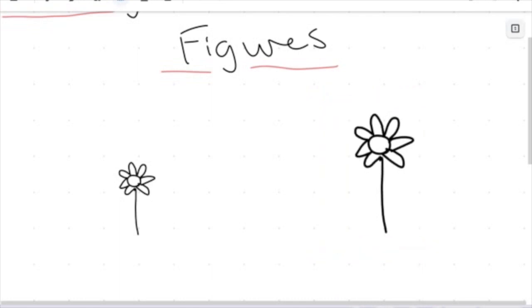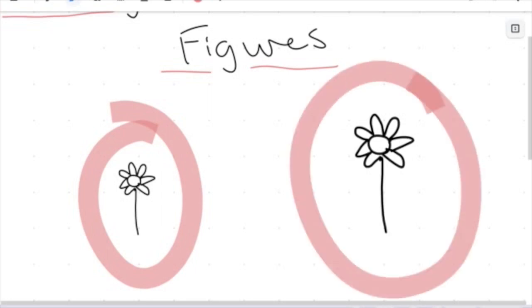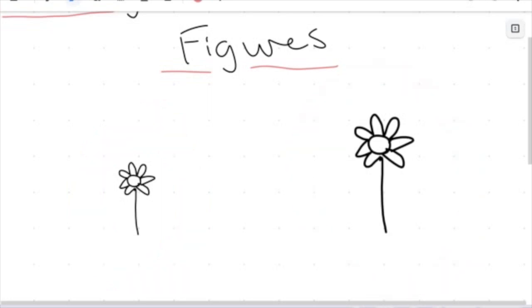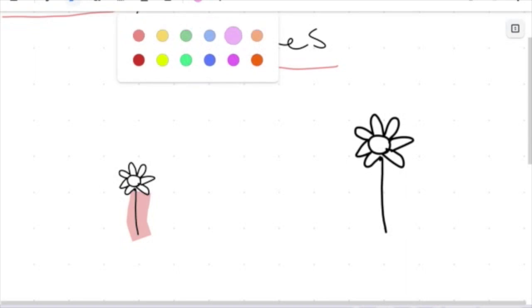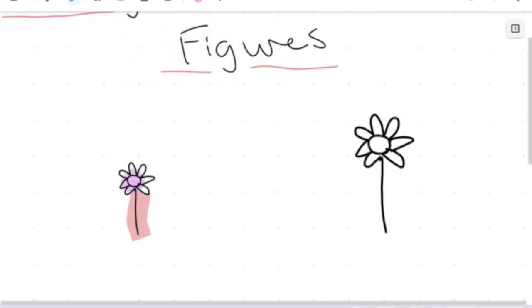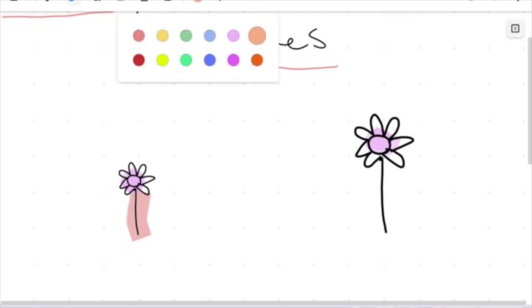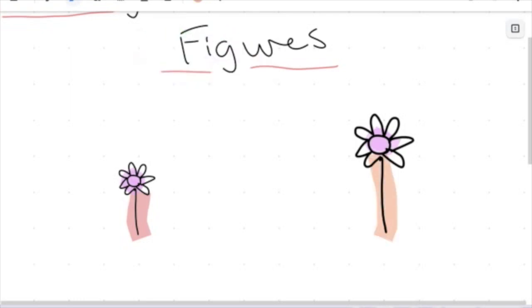What's important to understand here is that the flower is still the same flower. You've taken this one and you've taken this one. It's the same flower, but its size is different. All of the little dimensions, all of the scale is the same. So for example, this stem is relative to this bit in the middle in this bigger diagram, but the sizes are different. All the proportions are the same, but the size is different.